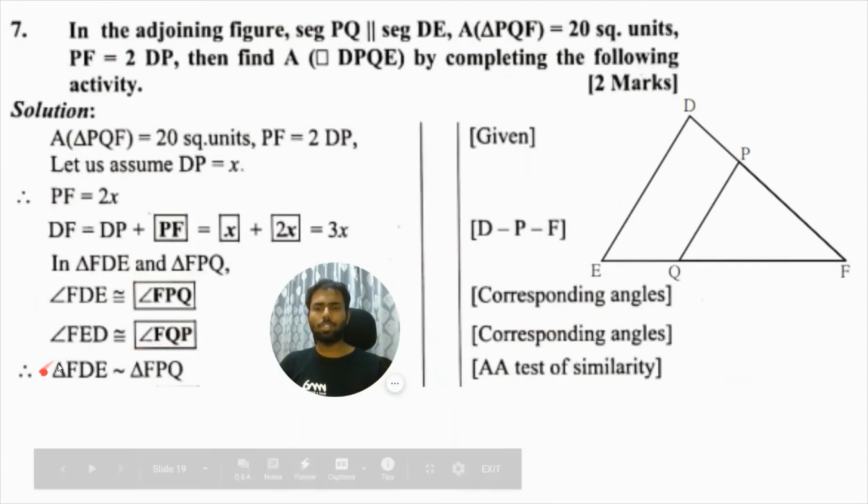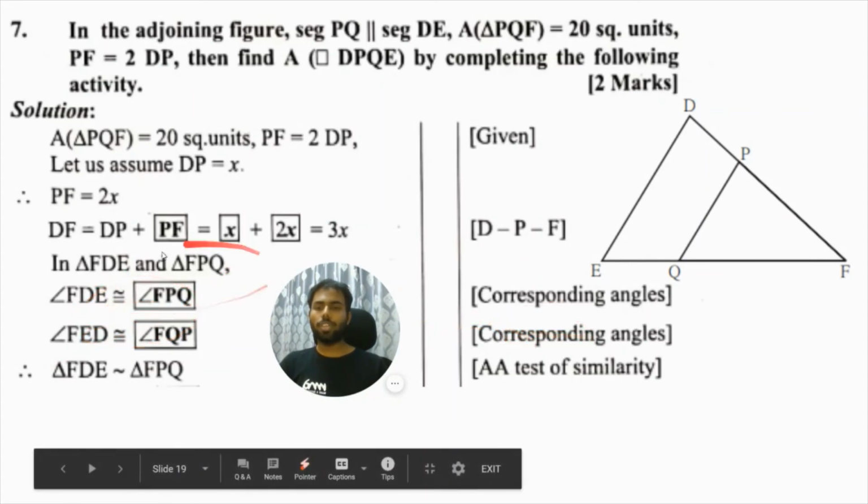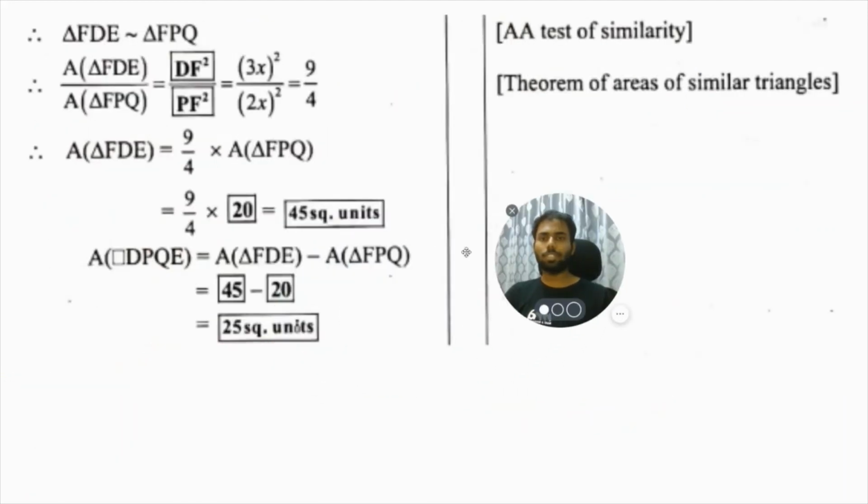Okay. So using two angles that are congruent in these two triangles, using the AA angle test of similarity, these two triangles are similar. Okay. Next, again I've written that last step over here. So we have proved these two triangles similar. So now you can use the theorem of areas of similar triangles.